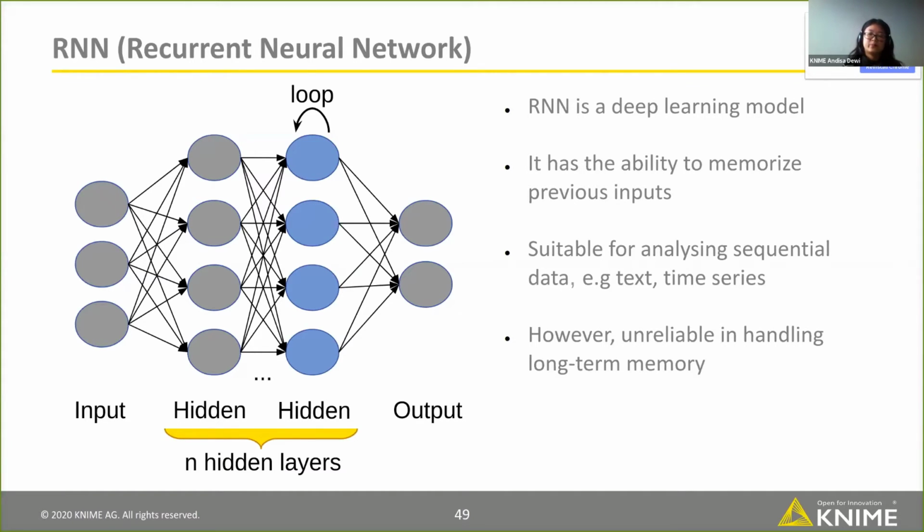However, the drawback is that RNN is unreliable for handling long-term memory. If we have a lot of data, then RNN will have to memorize all of the history, which makes it harder for the network to train. And this is caused by the so-called vanishing or exploding gradient problem.